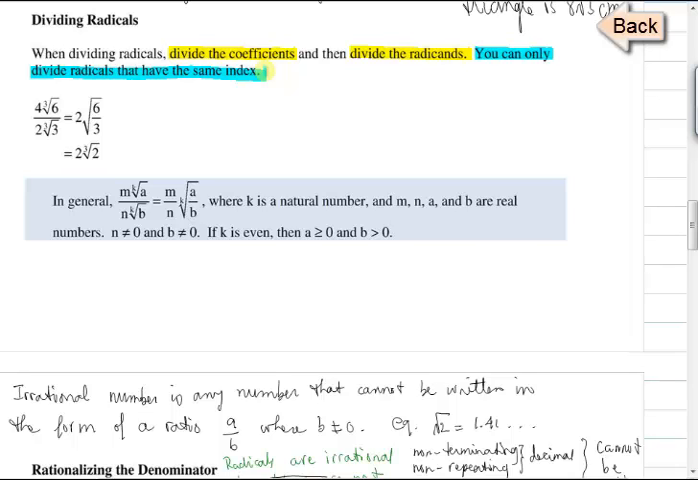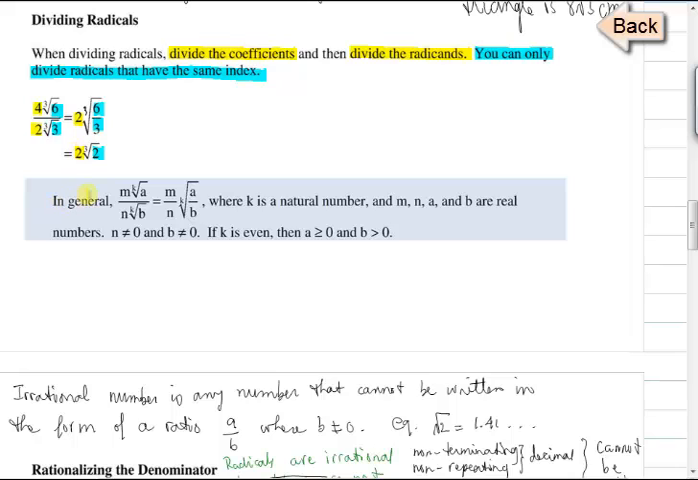Okay, so the rules are fairly simple. You want to divide your coefficients, and then you want to divide the radicands. So in this example, 4 divided by 2 is 2, and the cube root of 6 over the cube root of 3 can be written as the cube root of 6 over 3, because you can divide your radicands, and so you are left with 2 cube root of 2.